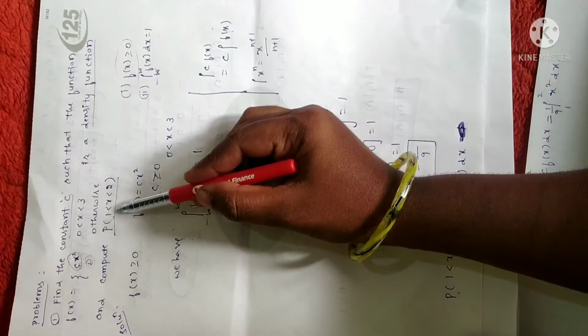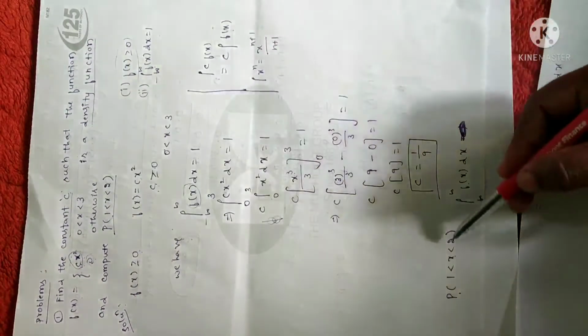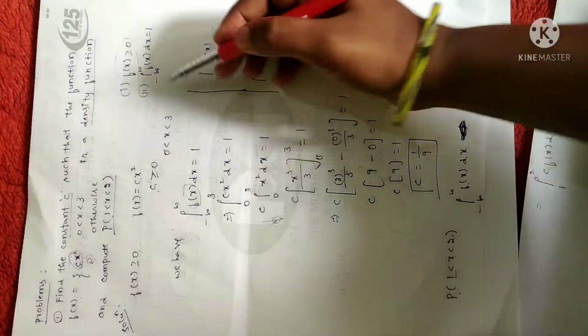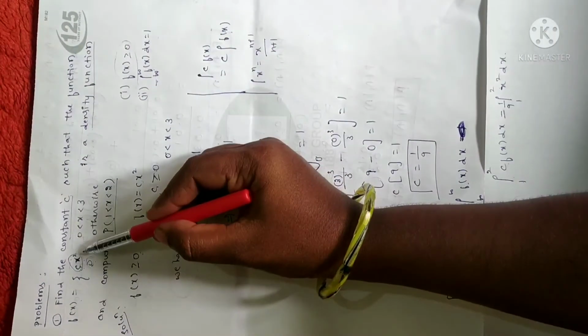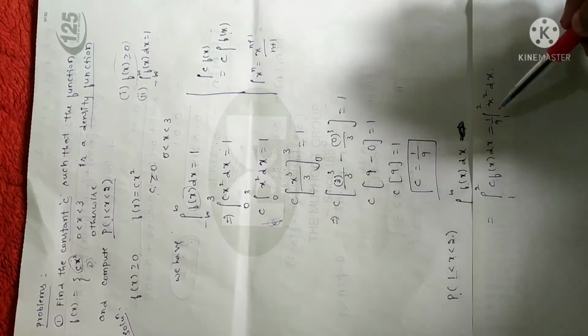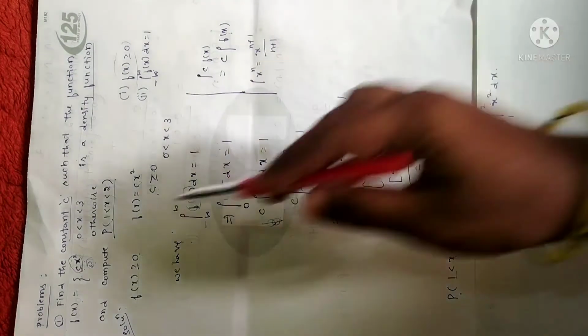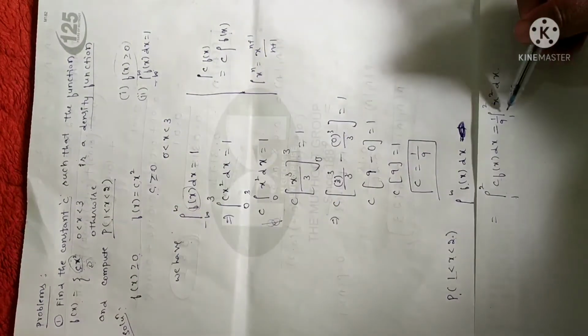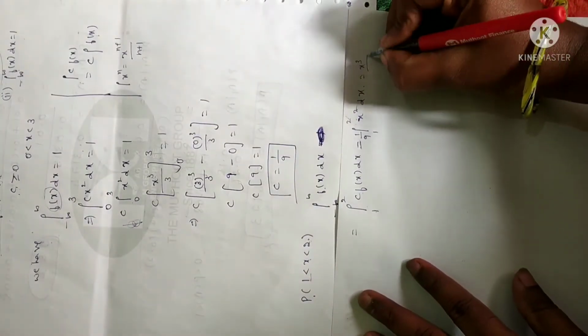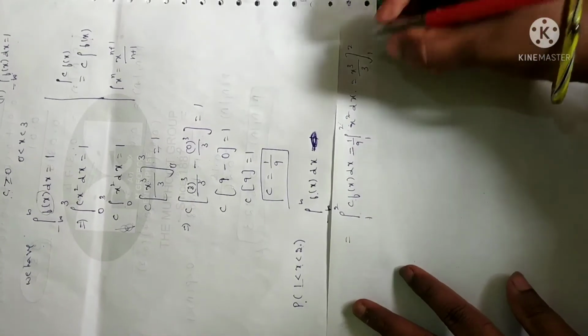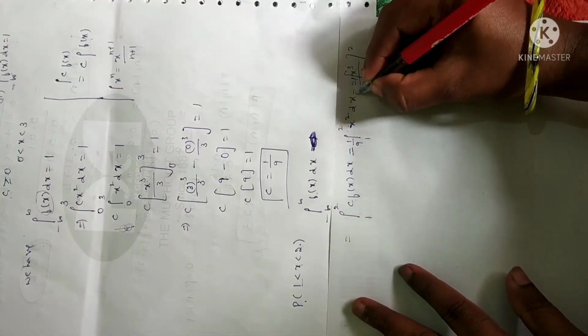Next we need to find the probability of x in between 1 and 2. In order to find it, you have to consider only the LHS part, that is the integration of the given function. Here the given function is c into x square. The c value is 1 by 9, so I have taken it outside. F of x is x square. Now we need to integrate between the limits 1 and 2. The integration of x square is x cube by 3, with upper limit 2 and lower limit 1, into 1 by 9 as it is.